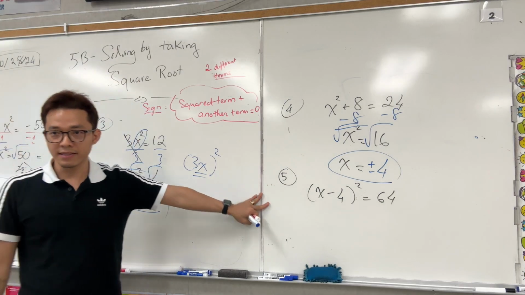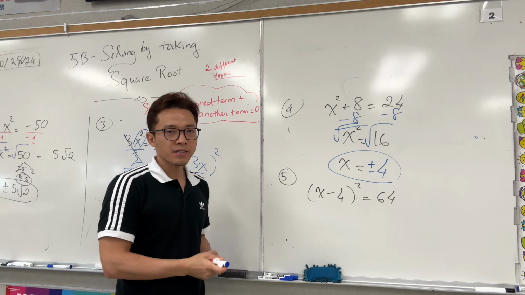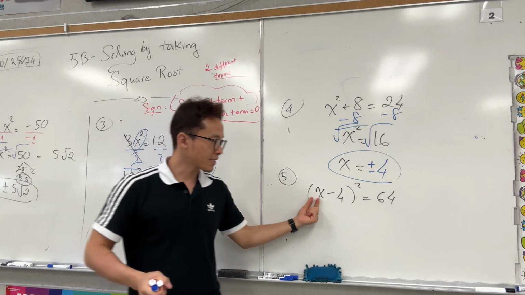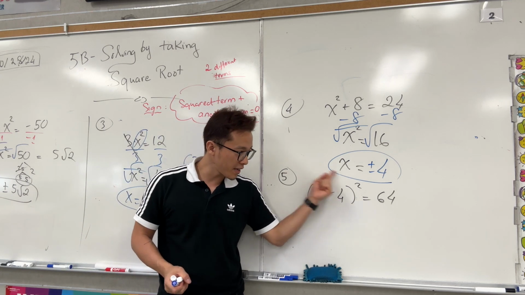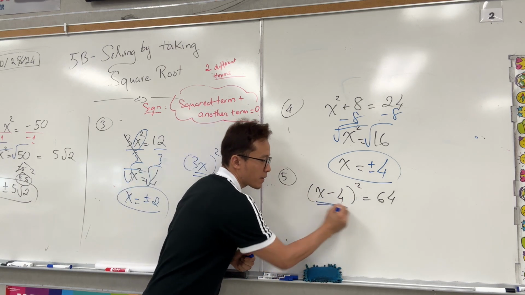Now when I explain it, you're gonna remember it very vividly. Okay, first tell me which one is the square term. Is it x or x minus 4? The x minus 4, right? The whole thing here has the square. So the square term is this whole thing, x minus 4.